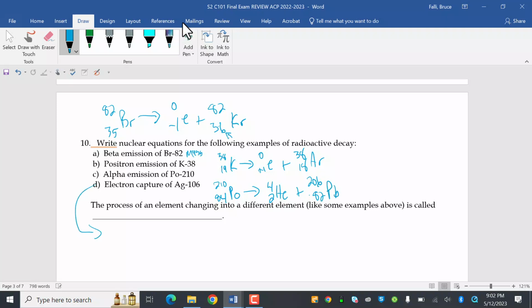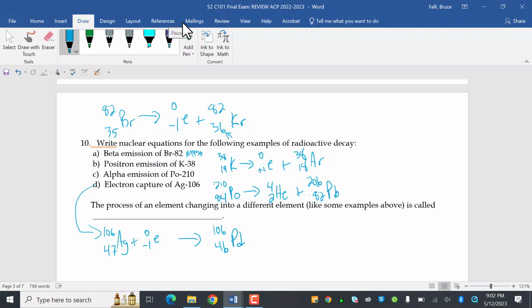Electron capture. Electron capture is the only one that has its particle on the left-hand side. If I have Ag106, silver is 47. With electron capture, the electron particle, 0, negative 1 E, is on the left. So 106 plus 0 is 106, and 47 minus 1 is 46. Silver then turns into 46, which is palladium.